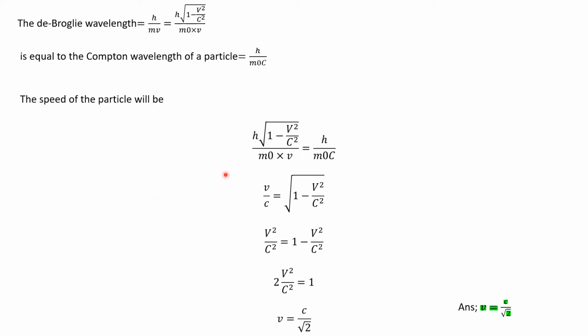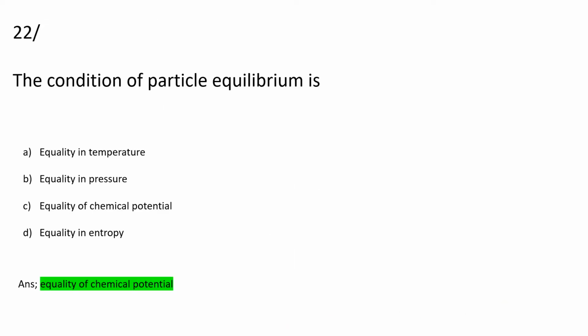And here is the solution. You can find that the de Broglie wavelength is equal to h by mv. So by putting the value of m, that is m naught over the square root of 1 minus v square by c square, and the Compton wavelength is given by h by m naught c. So by equating these two equations and solving, we can find that the velocity will be c by root 2. So the answer is c by root 2.